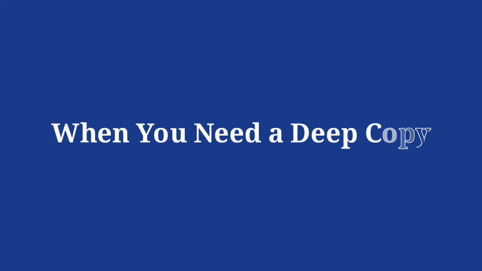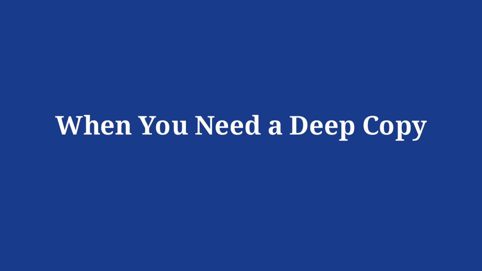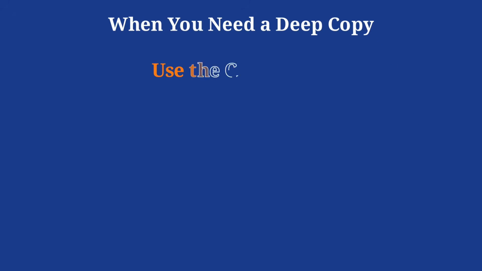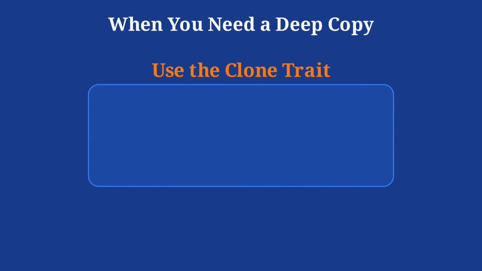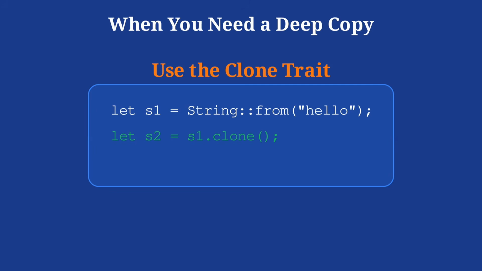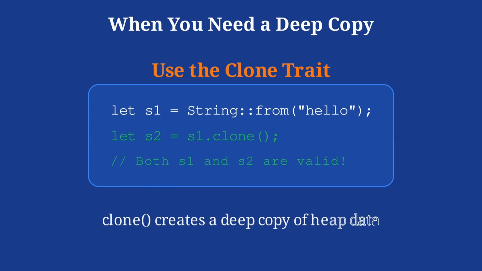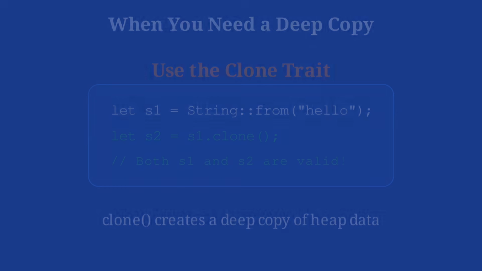But what if you actually do want to copy heap data? What if you legitimately need two independent strings? Rust gives you a way to do this explicitly. Use the clone method. When you call clone on a string, you're creating a deep copy. All the heap data gets duplicated. You get two completely independent strings. Both variables are valid because they each own their own data. The key word here is explicit. Rust makes you write clone so you're aware that you're doing something potentially expensive. There are no surprises.